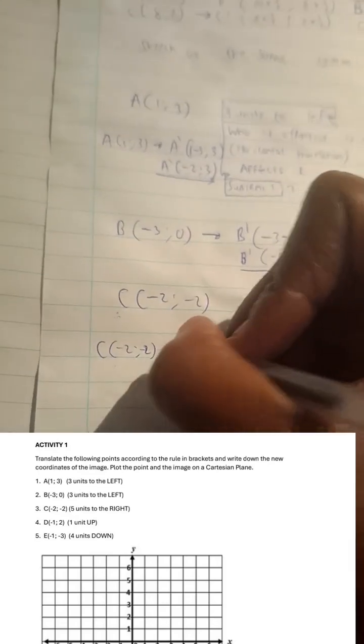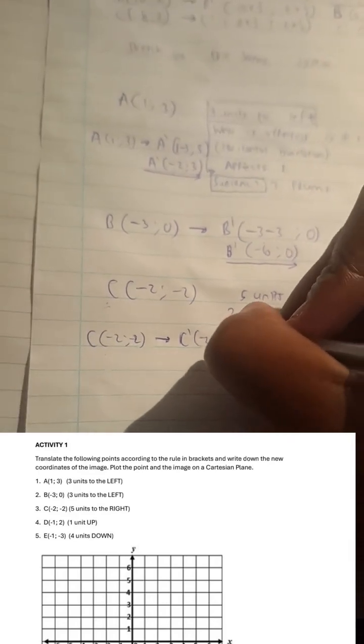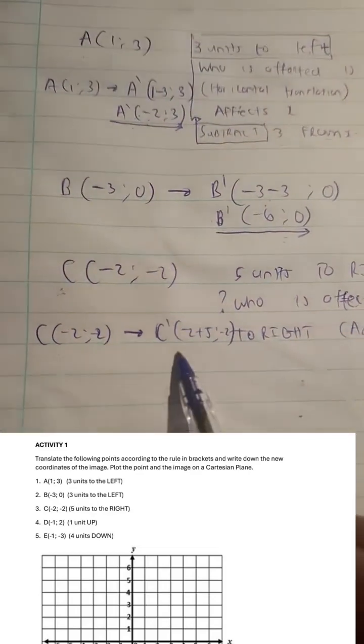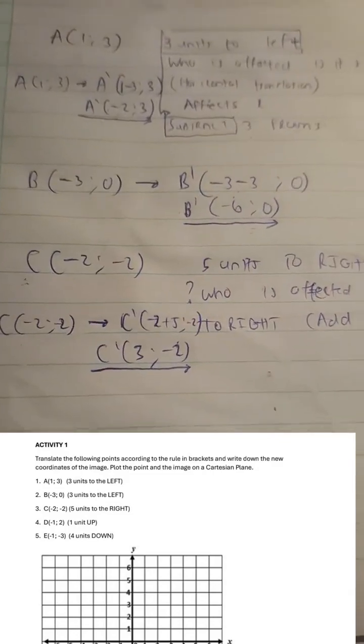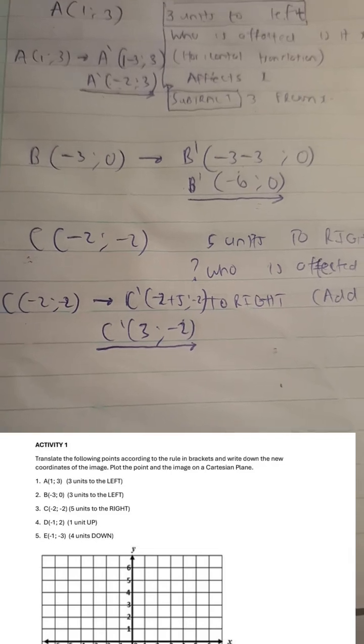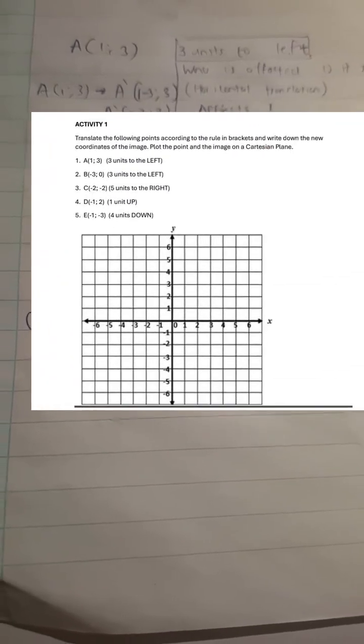So that means we are going to say that C, which is -2 and -2, the image of C, -2 plus 5. Okay, we add 5 to -2, and then we get what? The image of C is going to be 3 and -2. That is basically the answer for the image of C. Okay, hope that was really meaty and straightforward, to the point.